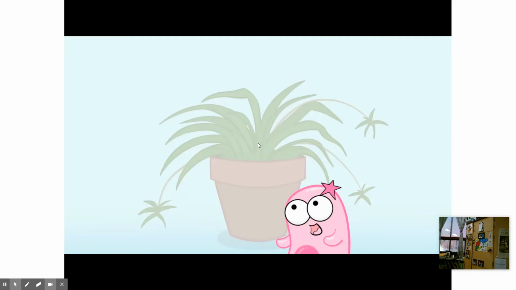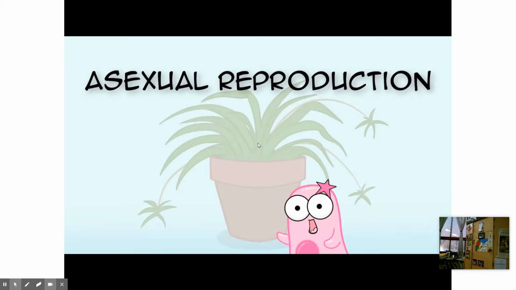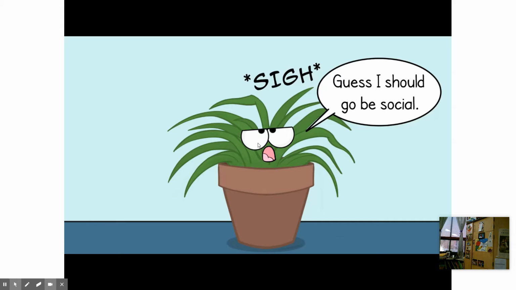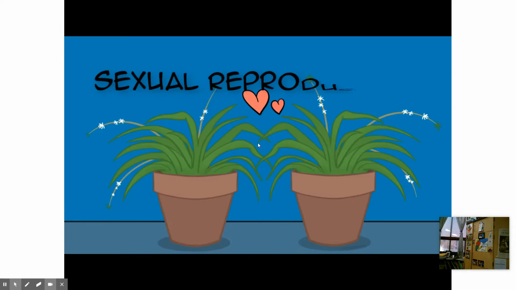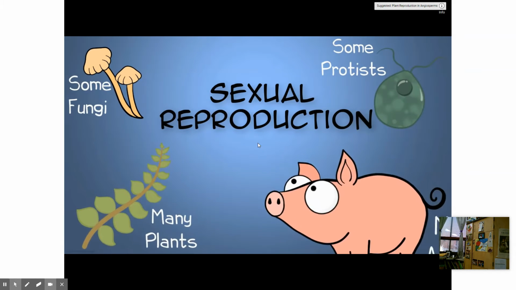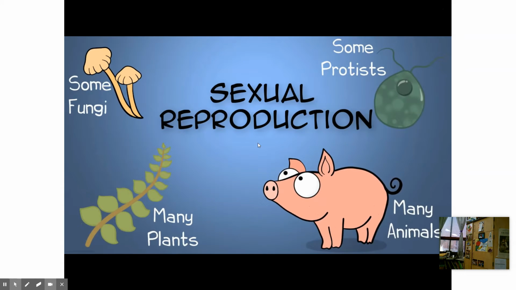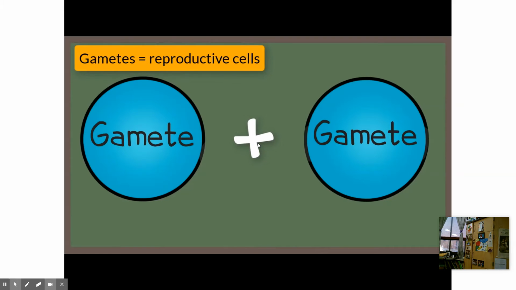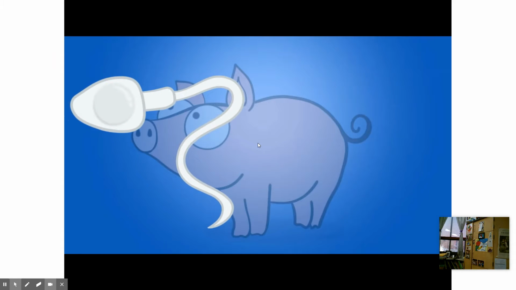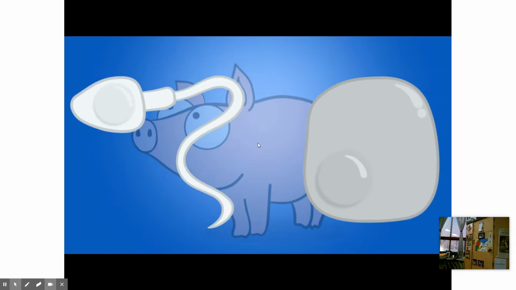So in the spider plant example, this was asexual reproduction. But it's important to realize that not all plants can reproduce asexually. In fact, spider plants themselves can reproduce another way. Spider plants and many other plants can undergo sexual reproduction. In fact, lots of organisms can. Some fungi and some protists, many plants, many animals. Sexual reproduction involves the uniting of gametes, which are reproductive cells, to make a new organism. If you're talking about animals, typically these gametes would be known as a sperm cell from the male organism and an egg cell from the female organism.